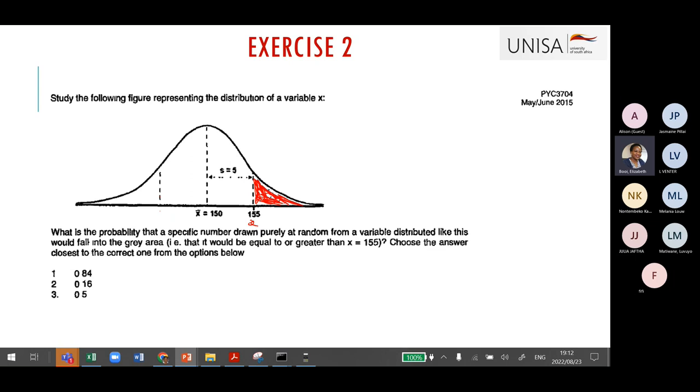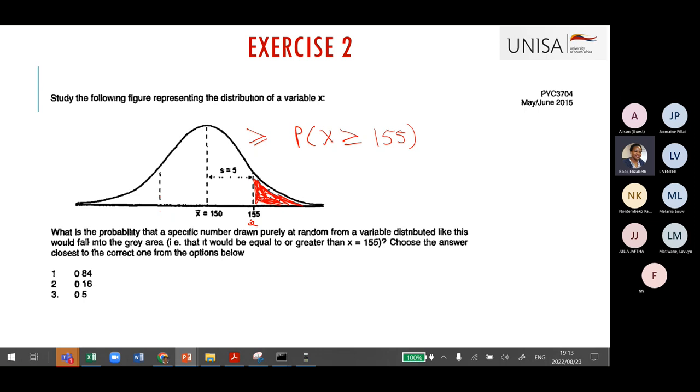What is the probability that a specific number drawn purely at random from the variable distributed like this would fall in the gray area? I don't have a gray pen, I have a red, so we're going to assume that this red is your gray area. That it would be equal or greater than the X value of 155. So it means they want you to find the probability that X is greater than or equal to 155. Since they have shaded the gray area, it should give you some insight in terms of where you're going to find that probability. Choose the answer closest to the correct one.